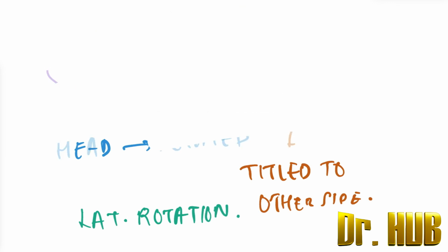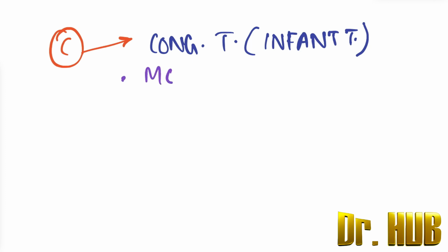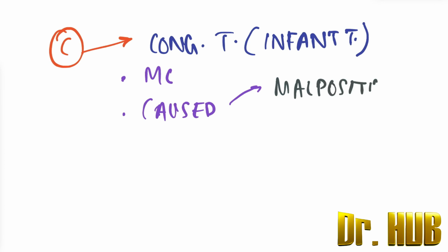Now let's move on to the causes of torticollis. The first cause is congenital torticollis, also known as infant torticollis. What are some features? It is the most common, and it is caused due to malposition in utero.